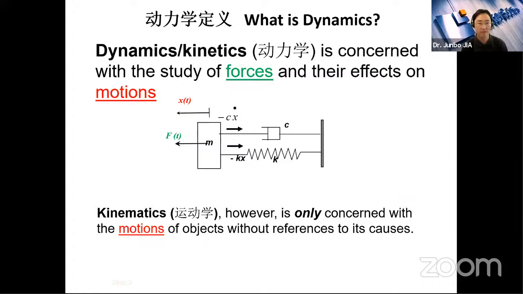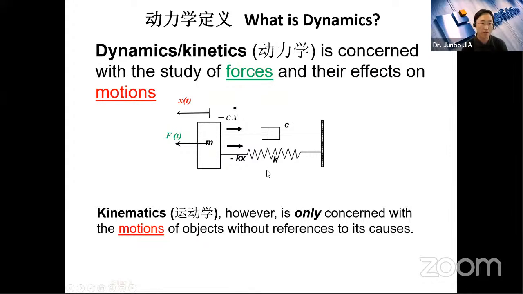Dynamics is concerned with the study of force and their effects on motions. So if you have a system like this, and then you have force, you have stiffness, a system like this will exhibit some sort of dynamic behavior regardless of what type of environment you have, as long as you have a force that has a certain frequency close to the frequency of the system. So I will show this in detail in the next few slides.